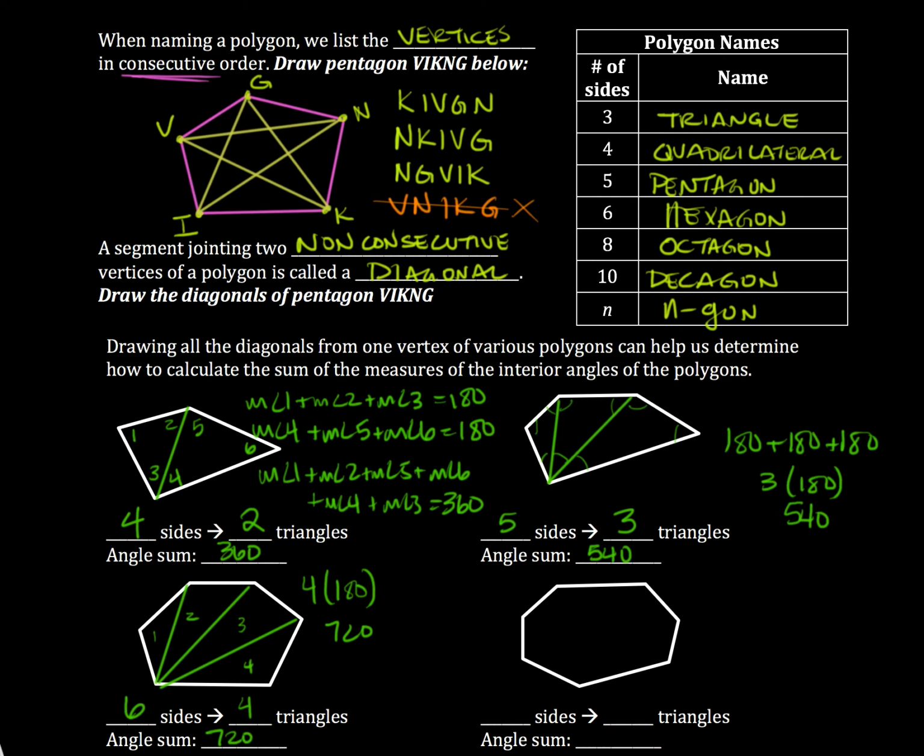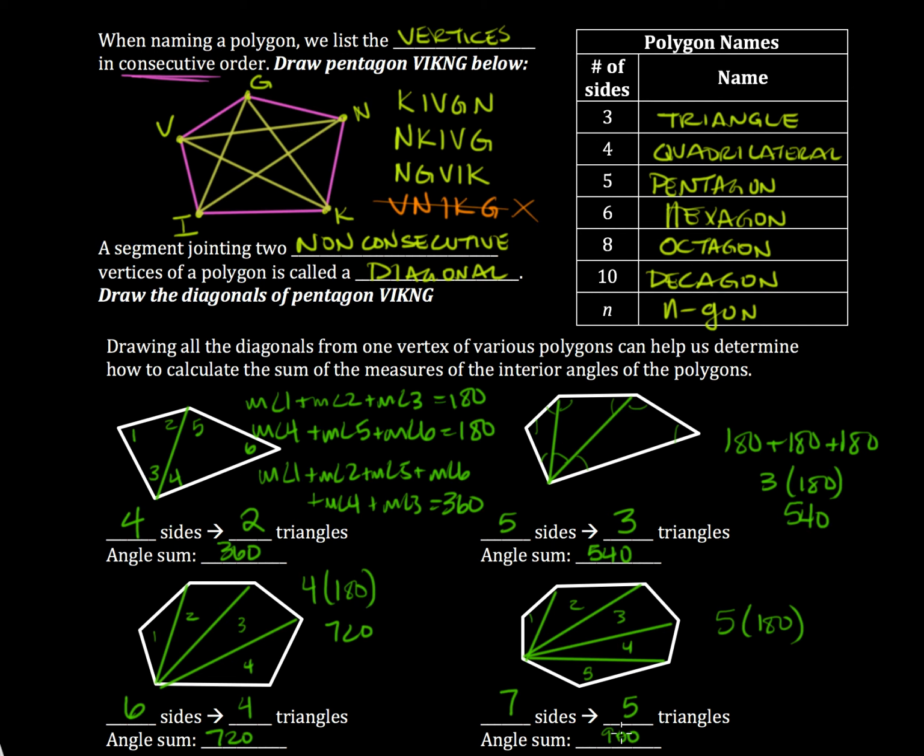And one last one, let's do a 7-sided one, which is either a heptagon or a septagon, as you'll sometimes see them called. Well, if I draw all those diagonals with my 7-sided polygon, I get 5 triangles. So that angle sum would be 5 times 180, which is 900 degrees.